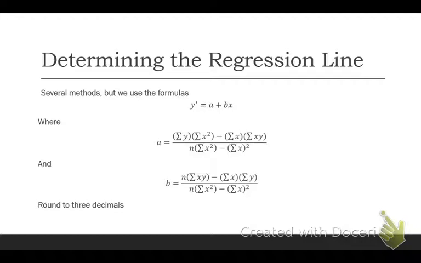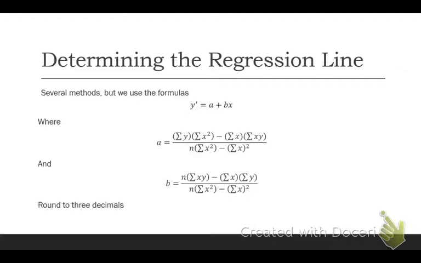And it's important to know that a represents our y-intercept, and our b is now going to represent our slope. With this, you should always round to 3 decimals, so it's very similar to the residual plot in that manner.